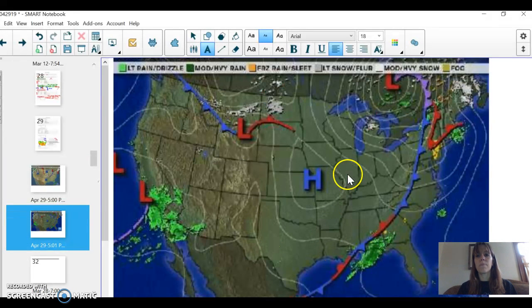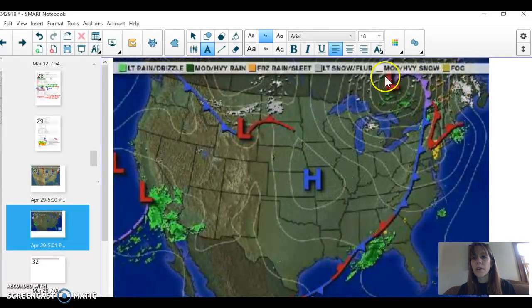Let's look at one more. This time, go ahead, look here, see how many different types of fronts you see, pause, and then press play when you're ready. Okay, let's go ahead and look.